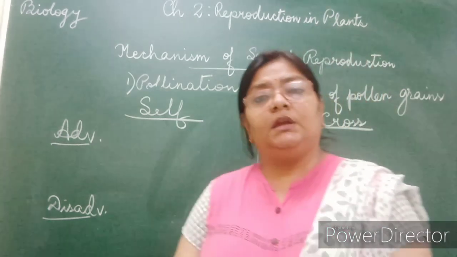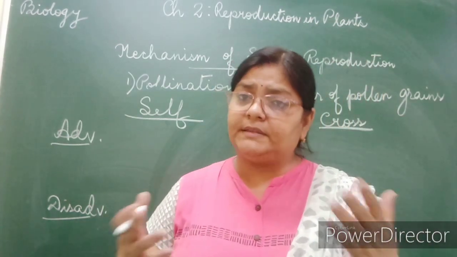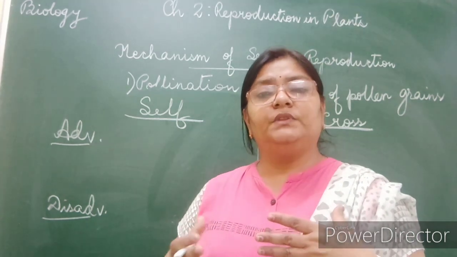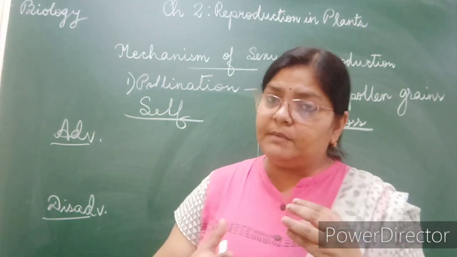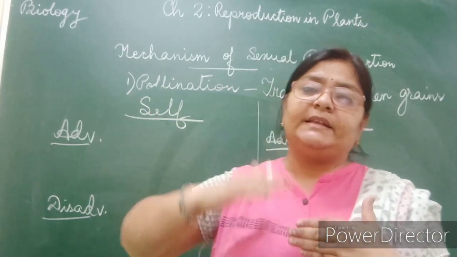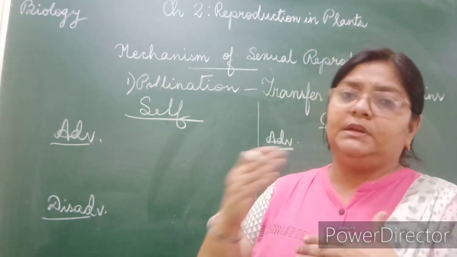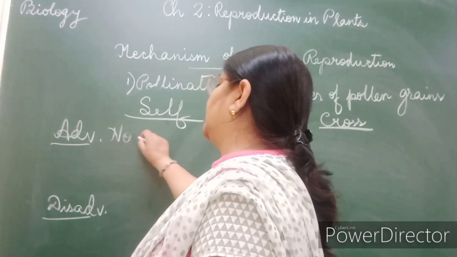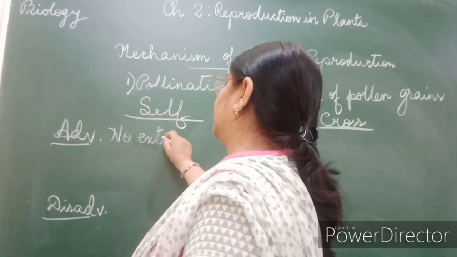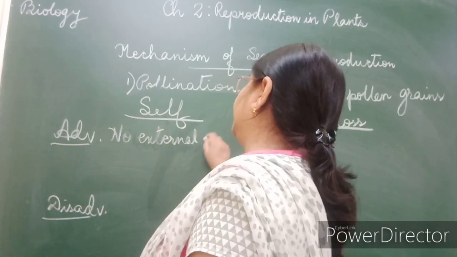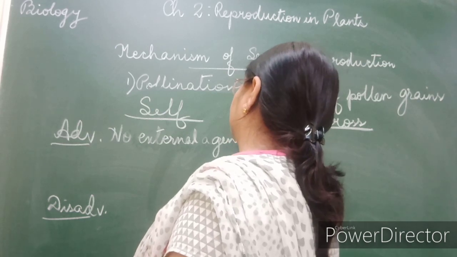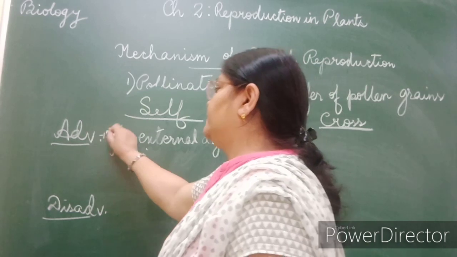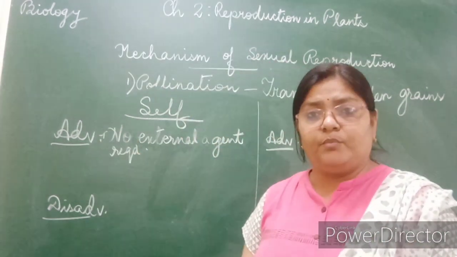What happens in self-pollination? There are no external agents required. As the pollen grains are transferred within the same flower or flowers of the same plant, it does not need some external factor to help in the transfer. So no external agent required becomes one advantage of self-pollination.